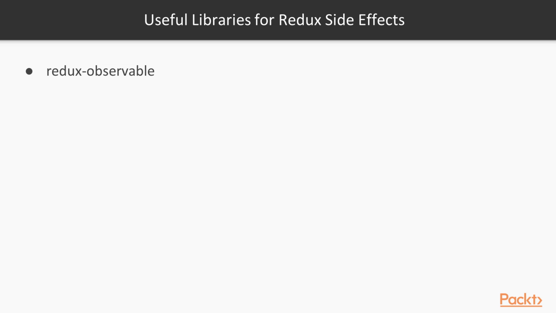Some other useful libraries that you can look at are Redux Observable, Redux Saga, and Redux Thunk. They are all libraries that provide a nice way to use Redux side effects. That means that with each action, besides the reducer that will do some logic and work, we can also have some side effects, for example, fetch something from the network.